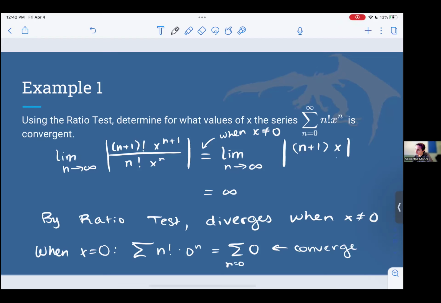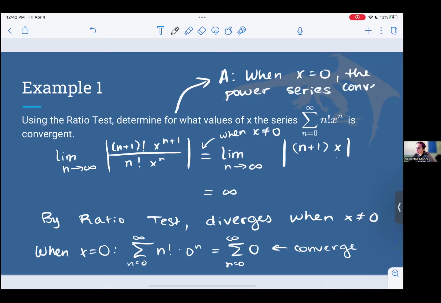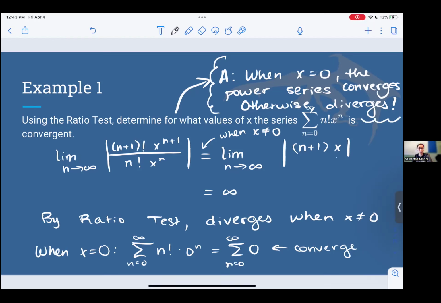So in other words, the answer to our question is just: when x equals 0, the power series converges. Otherwise, it diverges. And that is the final answer that we end up seeing from our work.